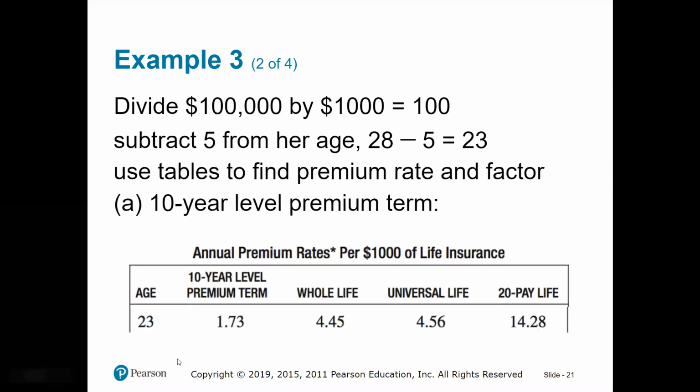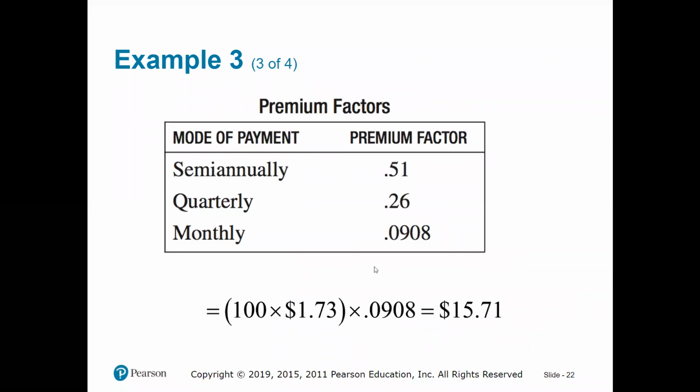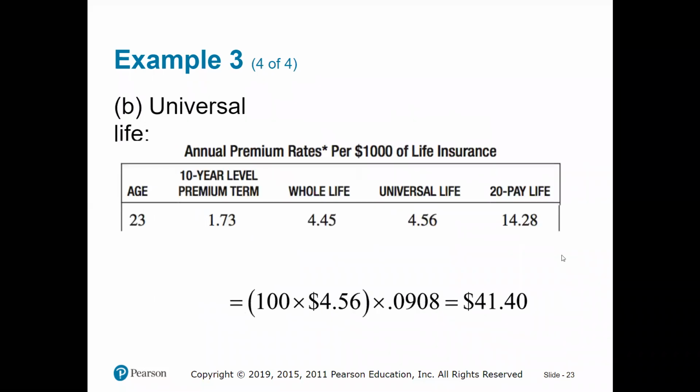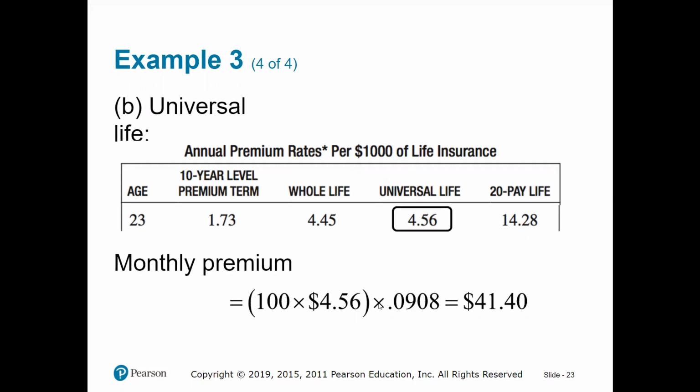From the table, we get 100 times 173, and then we'll do 100 times, I believe, the whole life, which would be 445. And then the factor, she's doing it monthly, so her total cost is going to be $15.71 for the month. For universal, she'll do $456 times the monthly factor, so it'll be $41.40.